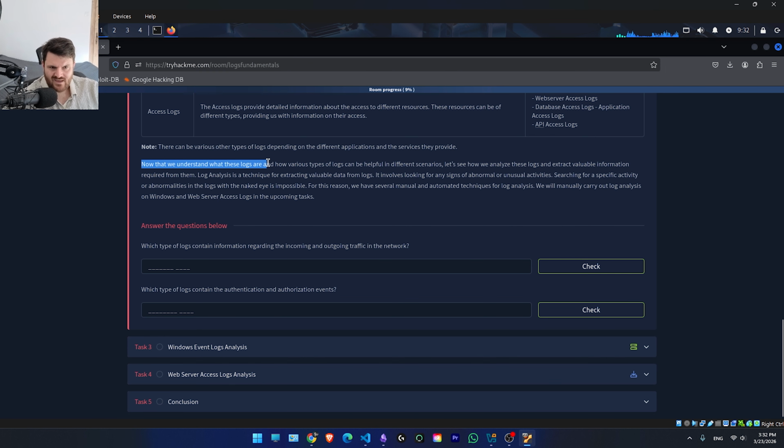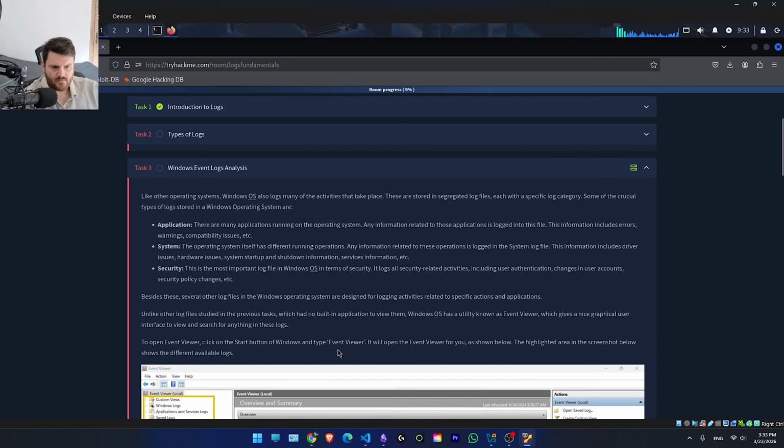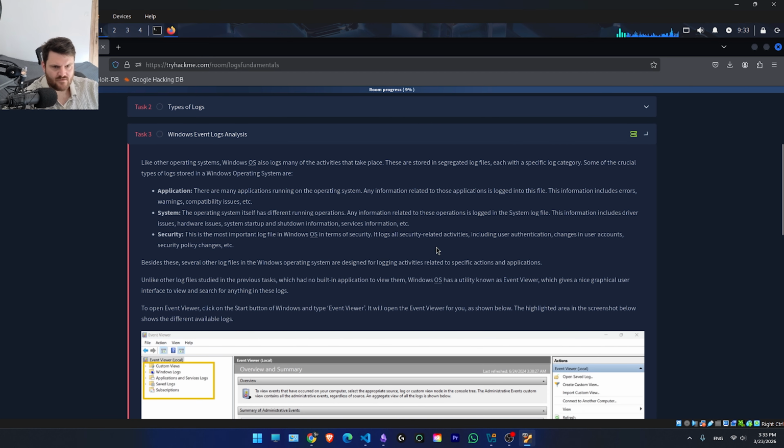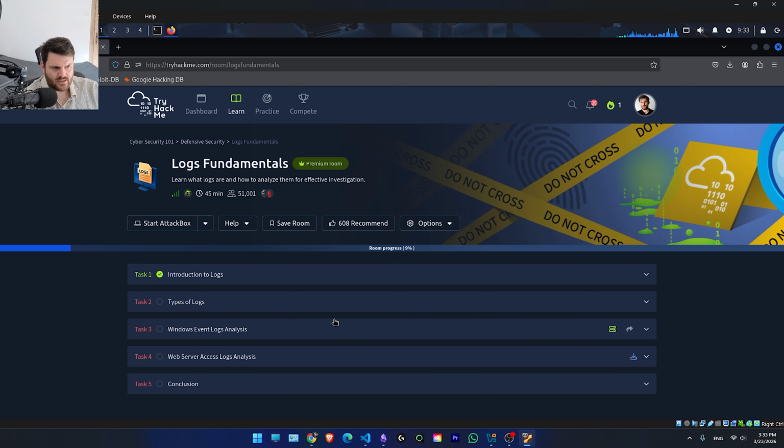Now that we understand what these logs are and how various types of logs can be helpful in different scenarios, let's see how we analyze these logs and extract valuable information from them. Well, in the Windows system, we have the Event Viewer. Probably we will see it in the following task, which will be a practical one.